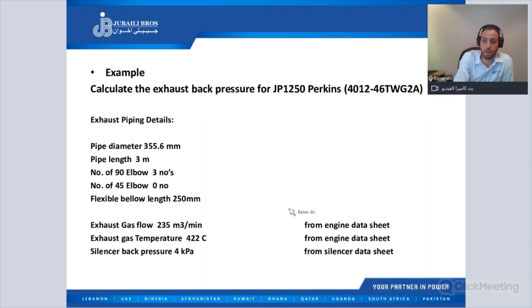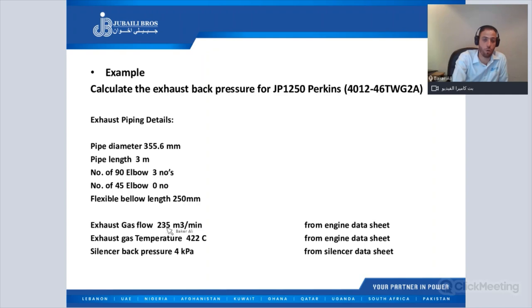Calculate the exhaust back pressure for GB1250. So we consider that we have a 1250 kVA generator and we want to calculate the back pressure for the exhaust system. In this exhaust system, the pipe diameter is 355.6, which equals 14 inch. The pipe length is 3 meters. The number of 90 degree elbows is 3. The flexible bellow length is 250 mm, and we don't have any 45 elbow.